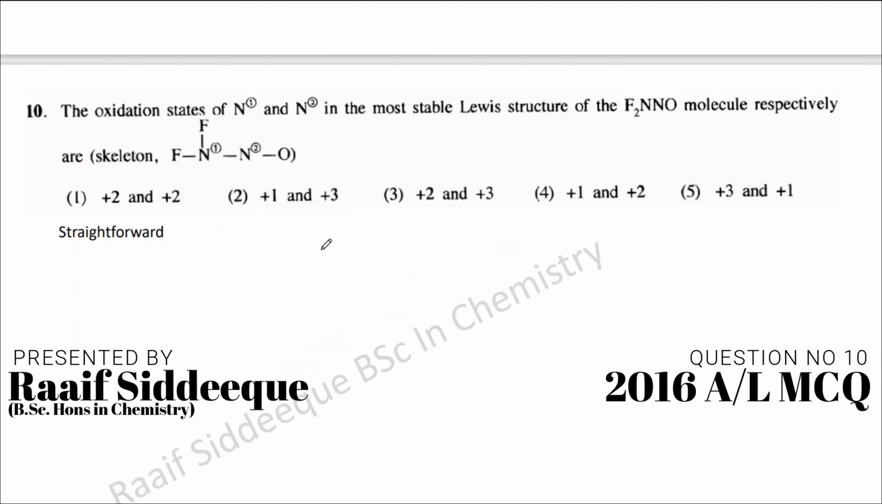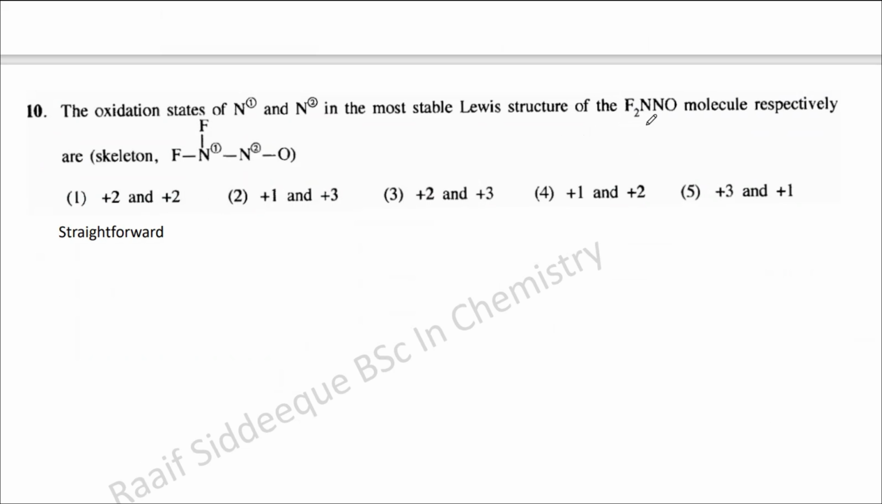And the oxidation state of N1 and N2 and the most stable Lewis structure of F2 and NO molecule respectively. So when you draw the most stable Lewis structure, they are asking about the oxidation state. Okay. So just to make sure, we will draw this quickly. So we have nitrogen and oxygen, and there will be fluorine like this. So we will use the board for this one. So this is the skeleton that they have given.